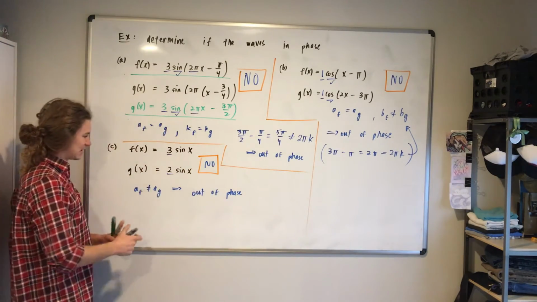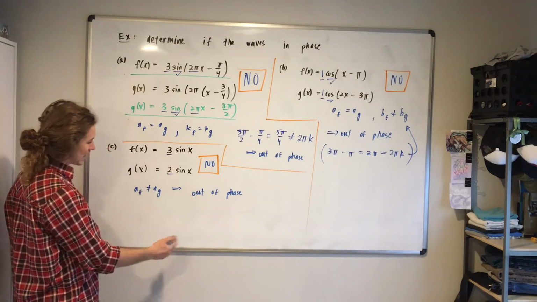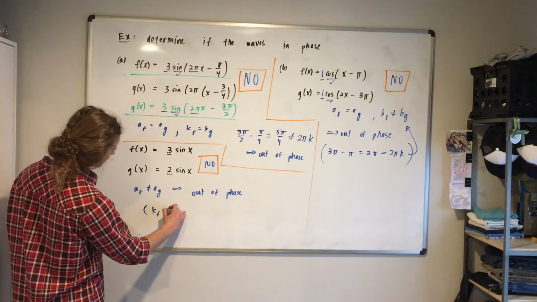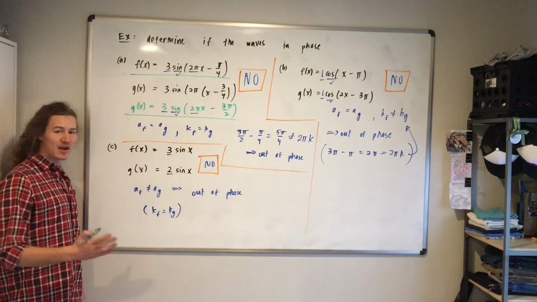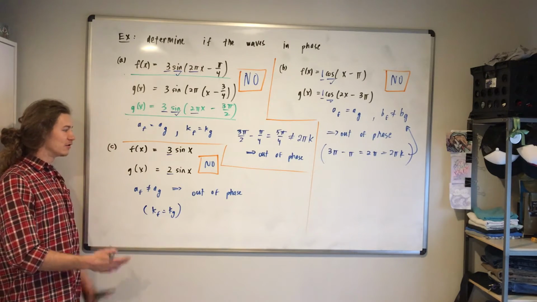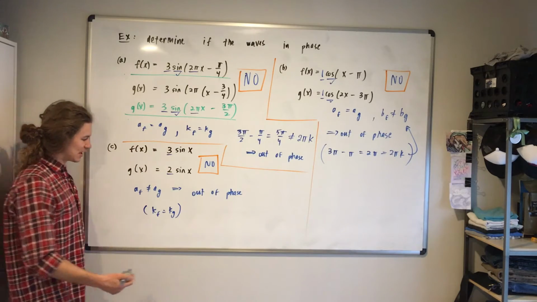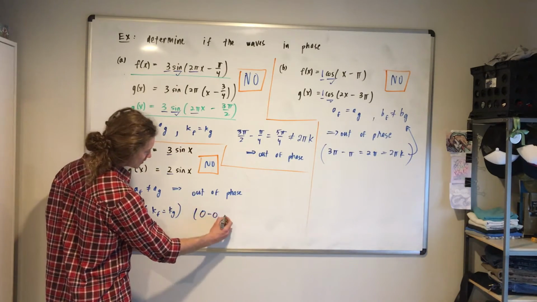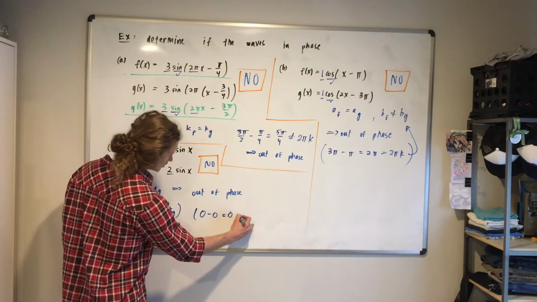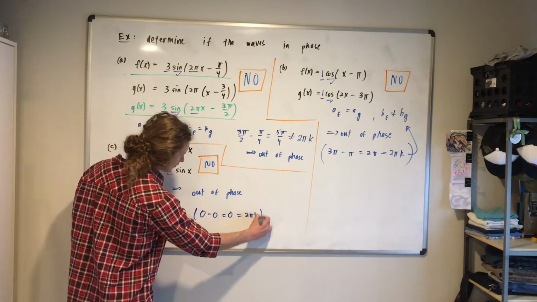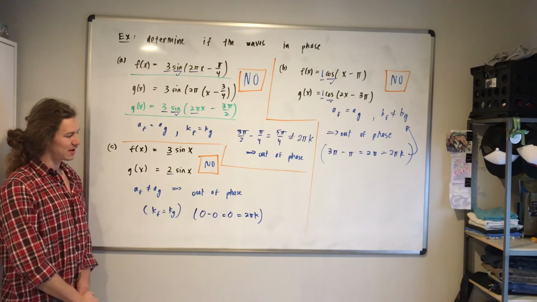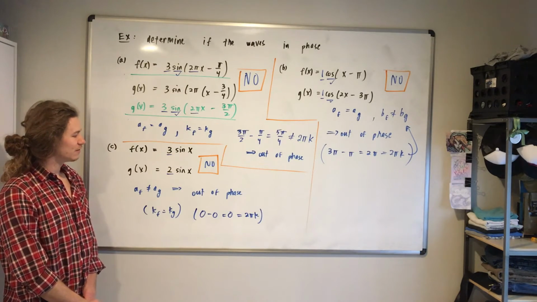And note that's still true despite the fact that, say, our k value for f equals our k value for g, so we have the same period or frequency for both of these waves. Note also that we look at these phase shifts. This is 0 minus 0 equals 0, which is a multiple of 2 pi. Again, we don't care because our amplitudes don't match. These waves are out of phase.